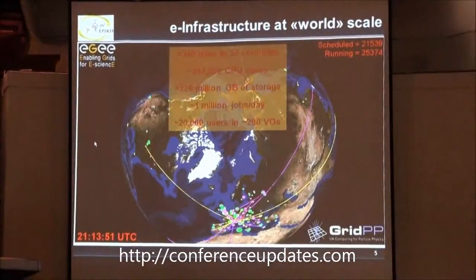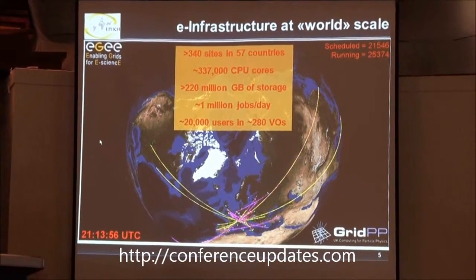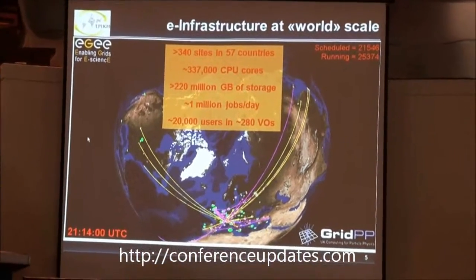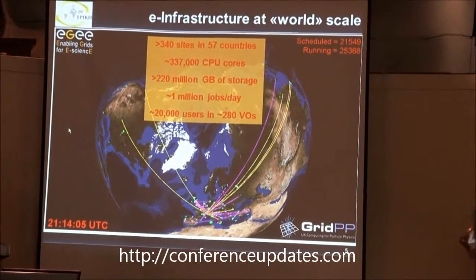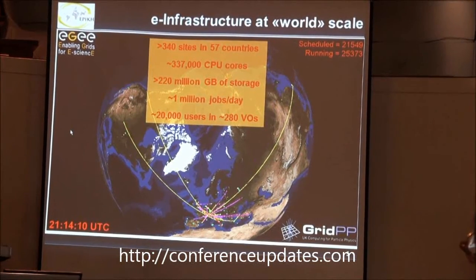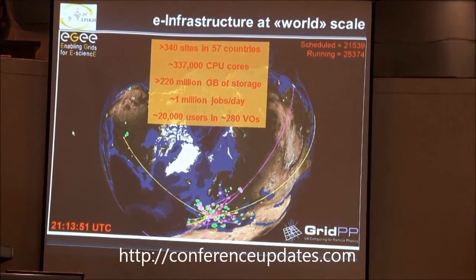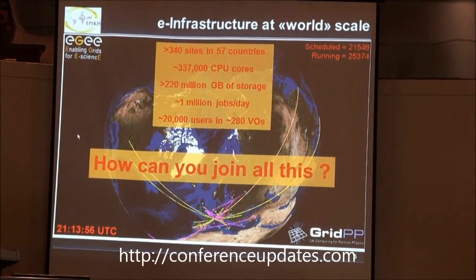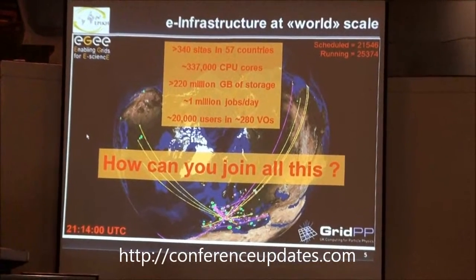So basically, you have the world's largest distributed computing, general purpose computer for scientific research: 340 sites, almost 60 countries, hundreds of thousands of CPU cores, hundreds of millions of petabytes of data, millions of jobs, 20,000 users across more than 200 virtual organizations. So the question is, how can you join all this and profit from all this? I'm trying to concentrate my presentation on answering your question.